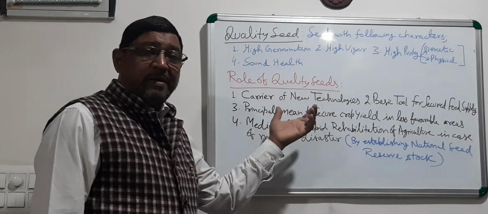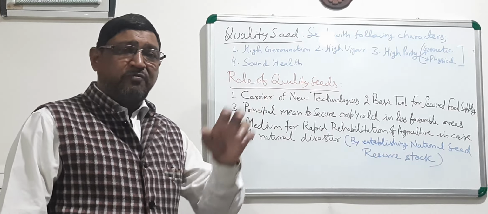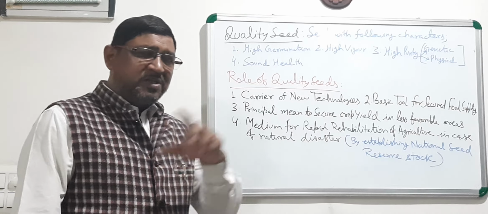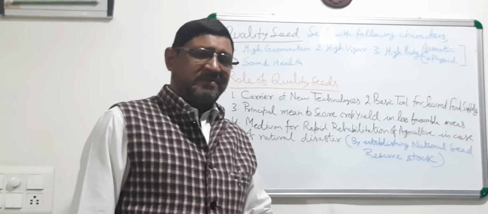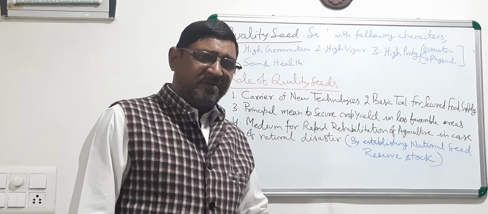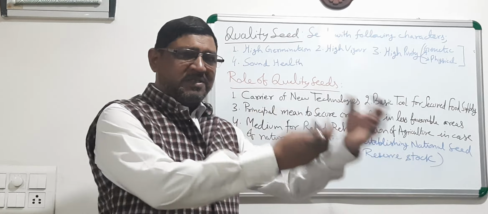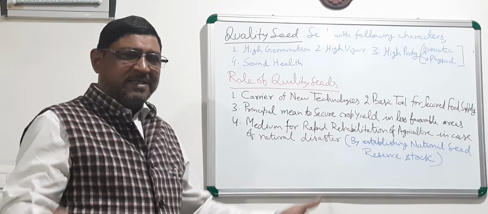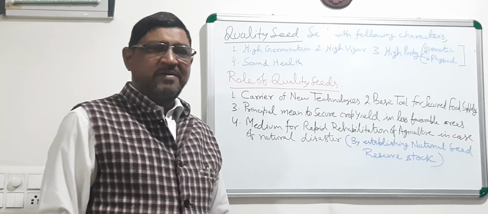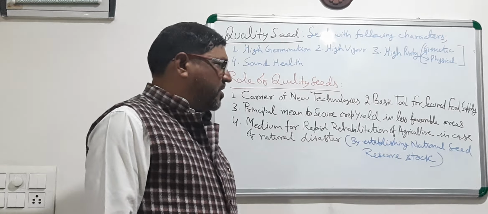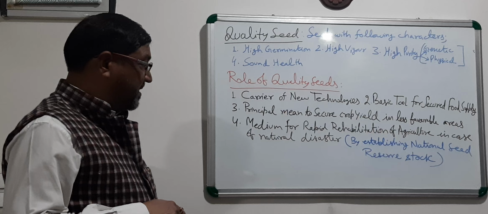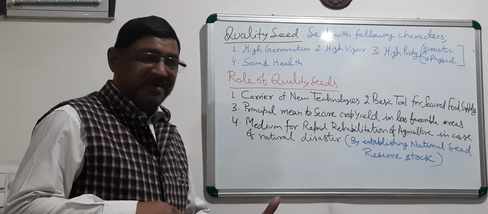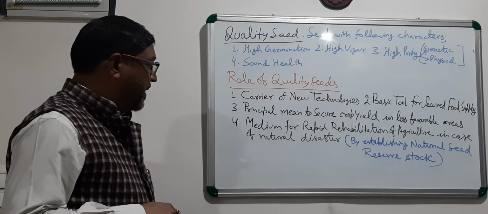So if you are providing seed of these varieties to the farmers where floods are coming, providing submergence tolerant seeds, they are protected from the loss of flood. So this is the meaning of principal means to secure crop yield in less favorable areas.